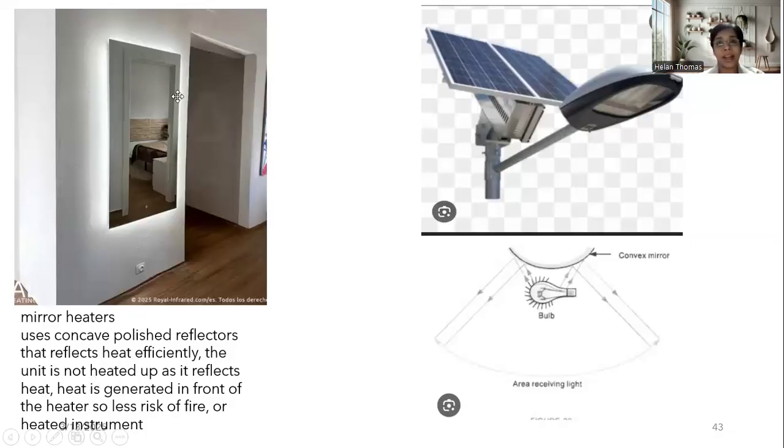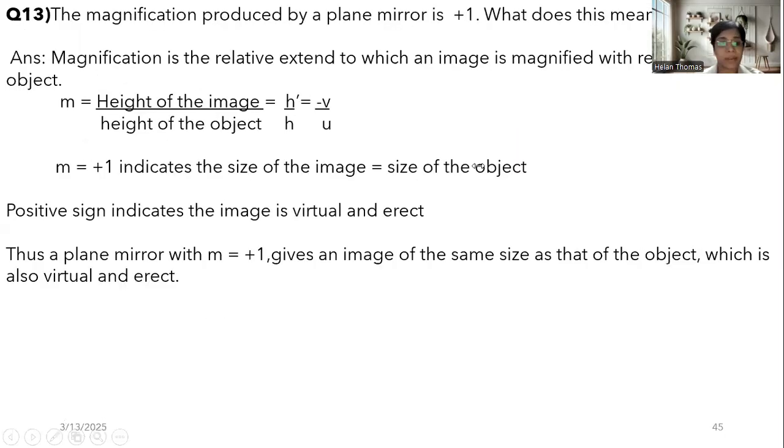And this one is a solar street light. That's also not in your question, but I wanted to bring up the fact that the street light uses a convex mirror. The purpose of that is, for a street light, you want a scattered light ray throughout. You want to have the vision of the whole area. So you want a scattered light ray. So whenever you want a scattered light ray, you use a convex mirror.